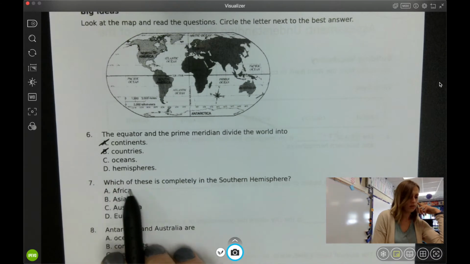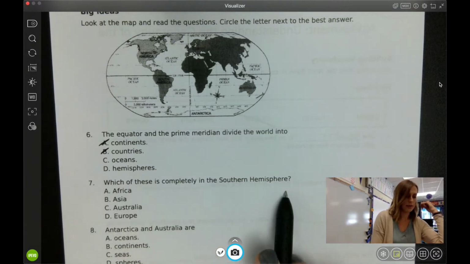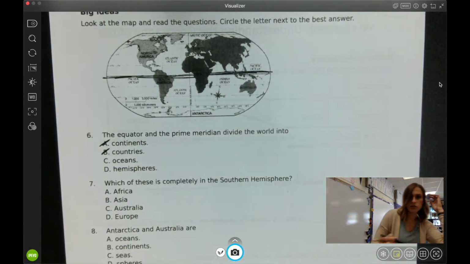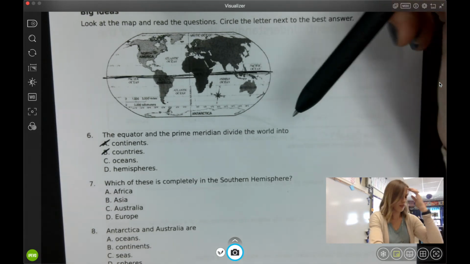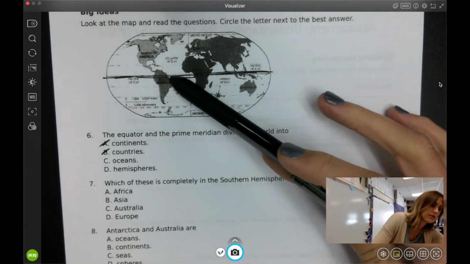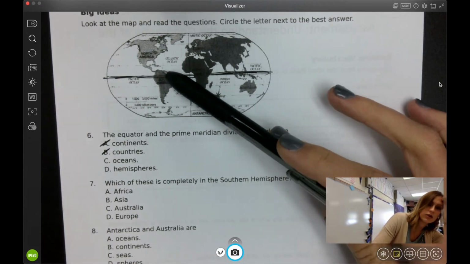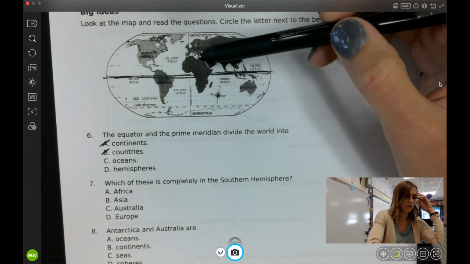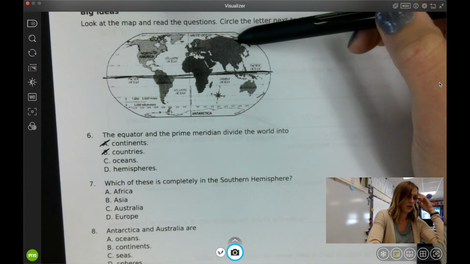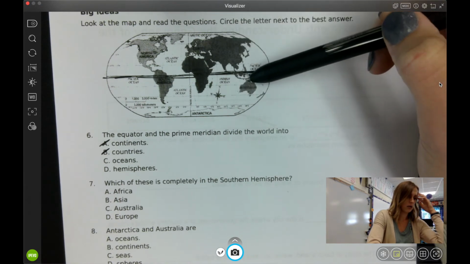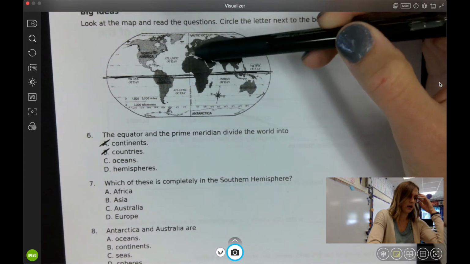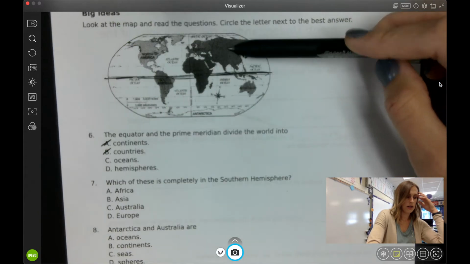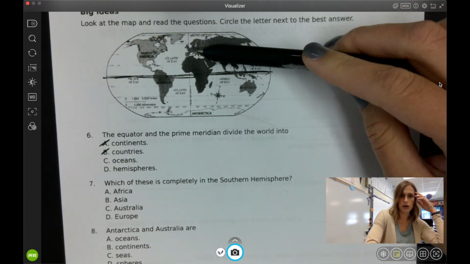Number 7, which of these is completely in the southern hemisphere? So, prime meridian's right here. Which is completely in the southern hemisphere, which means south of that line. So it can't be South America because part of it's in the northern hemisphere. So which of these continents is completely in the southern hemisphere? Africa right here, Asia up here, Australia right here, or Europe right here. Which of those was completely below this line? Africa, Asia, Australia, or Europe?